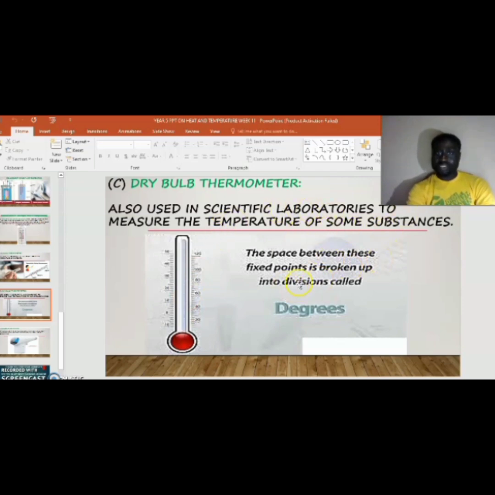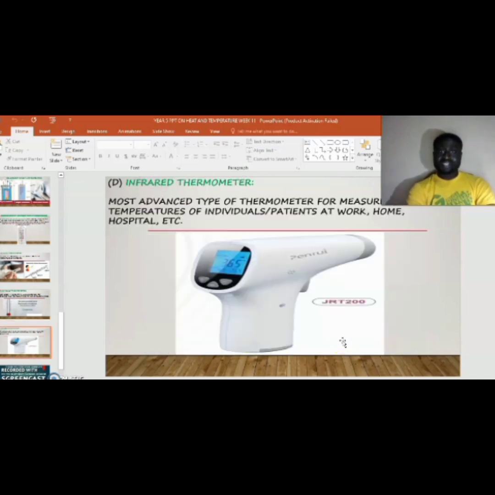The space between these fixed points is broken up into divisions called degrees. So if you have 20 degrees here, you have 40 degrees, and you have 60, 80, 100, and it keeps going based on the calibration of the thermometer. So that's the dry bulb thermometer. Then we have the infrared thermometer.